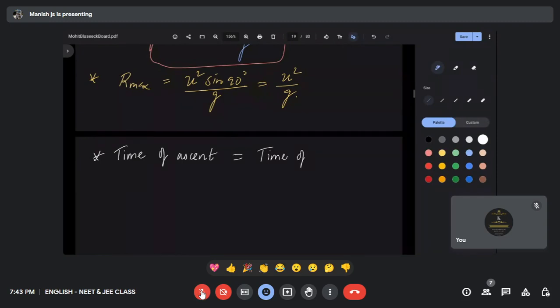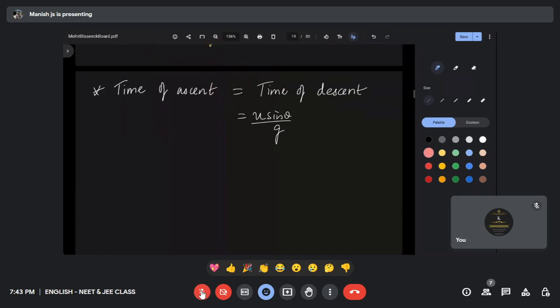Time of descent is to come down from the maximum height to the ground, that is, to the horizontal plane again. Ascent is to go up, descent is to come down. So this is equal to U sine theta upon g, where U is your initial velocity of projection, theta is the angle of projection, g being acceleration due to gravity. This is called time of ascent and time of descent. Both of them are equal. The time it takes to go up is the same time it takes to come down from the maximum height.